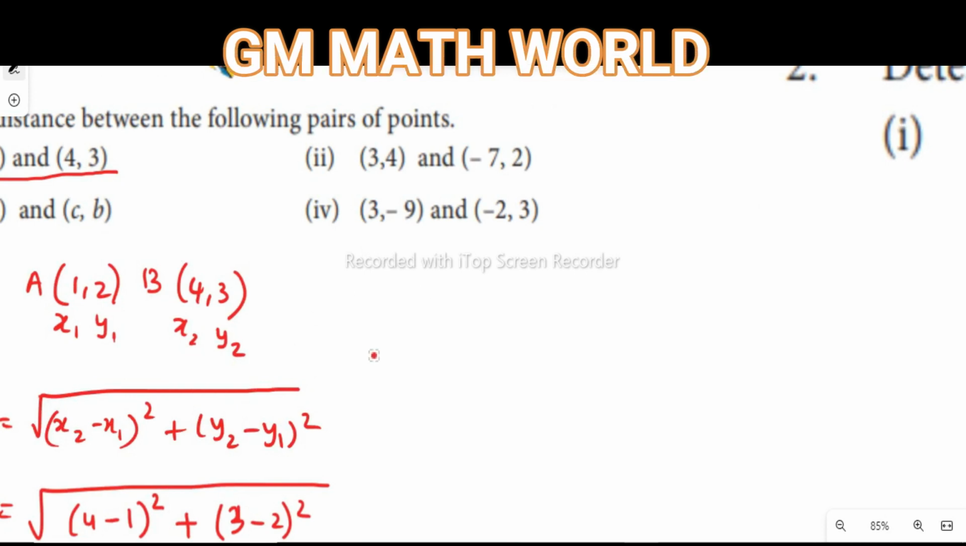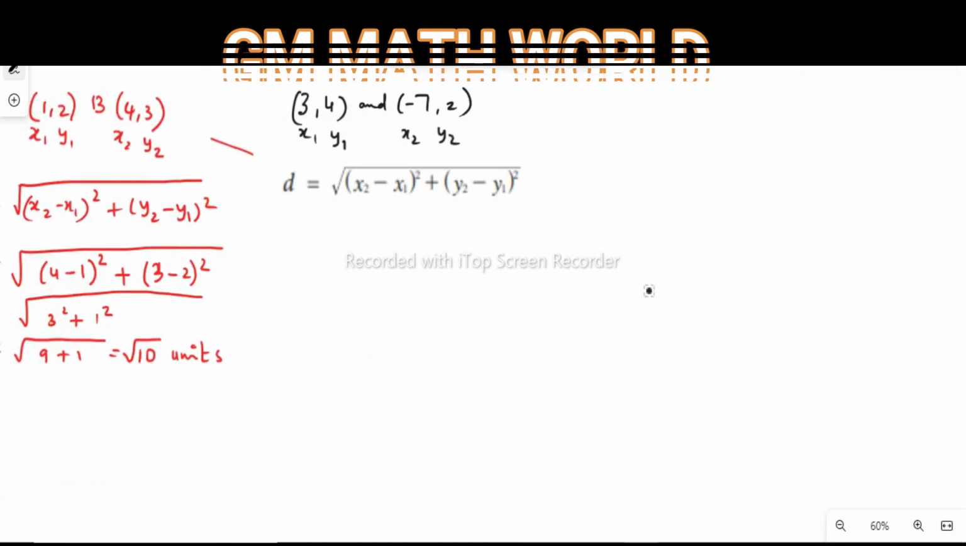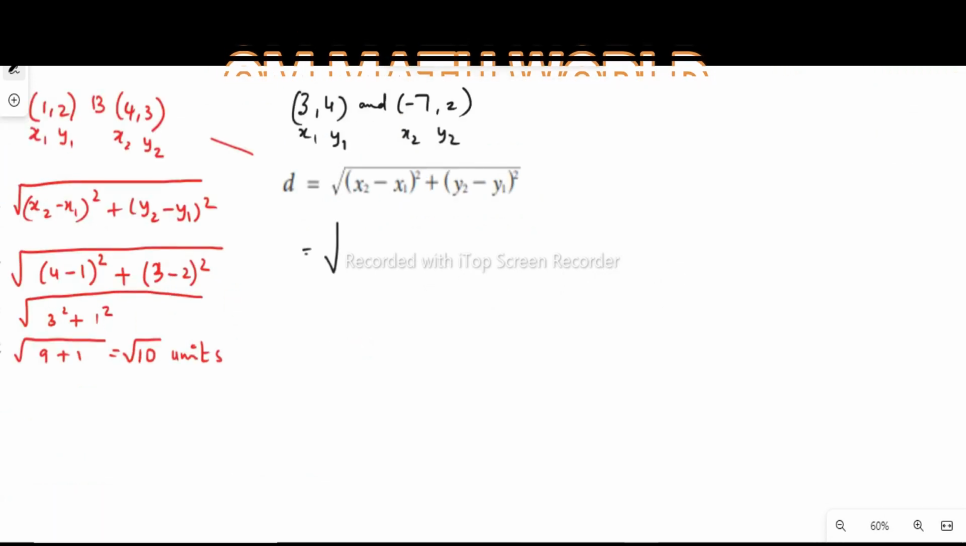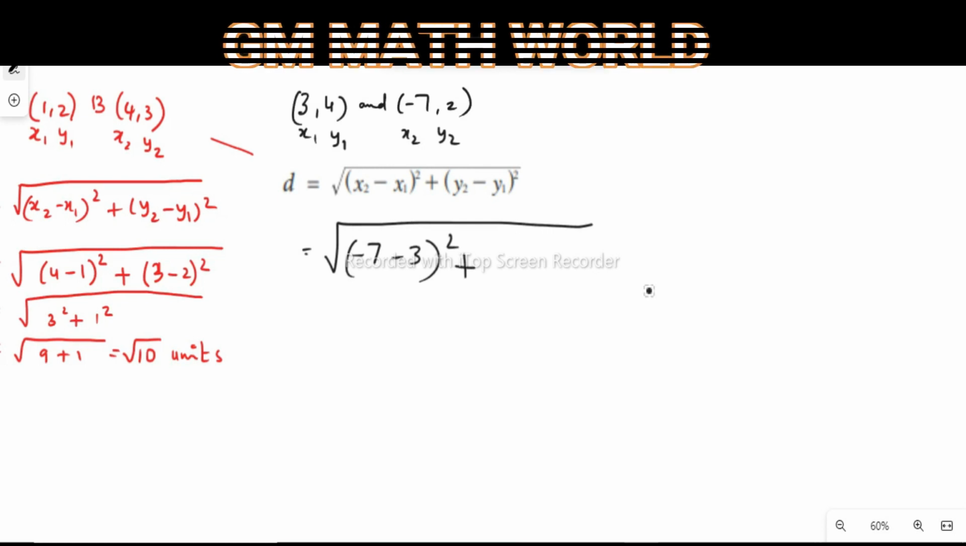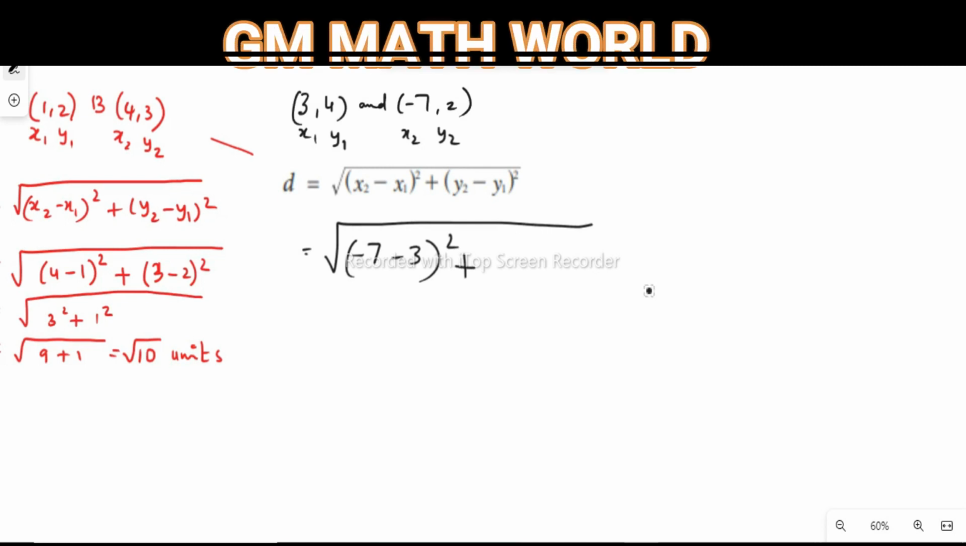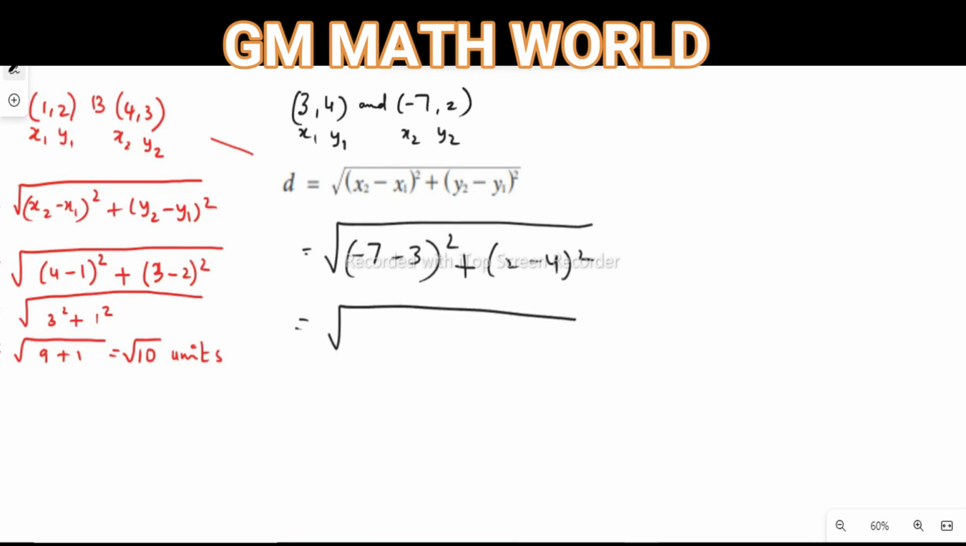In the second problem, 3 comma 4 and minus 7 comma 2, let the point A be 3 comma 4 and point B be minus 7 comma 2. Then the distance formula is the square root of (x2 minus x1) the whole square plus (y2 minus y1) the whole square. Here we can take x1, y1 as 3 comma 4 and x2, y2 as minus 7 comma 2. So x2 is minus 7 minus x1 which is 3, the whole square, plus y2 which is 2 minus y1 which is 4, the whole square.